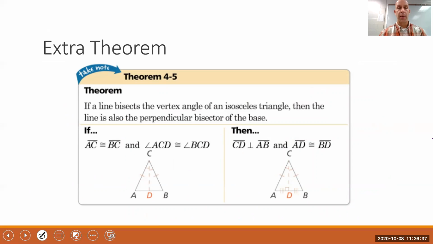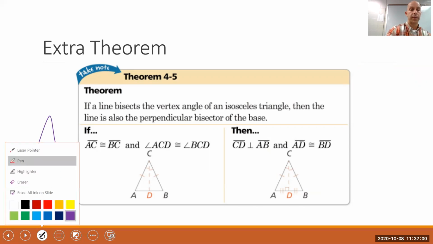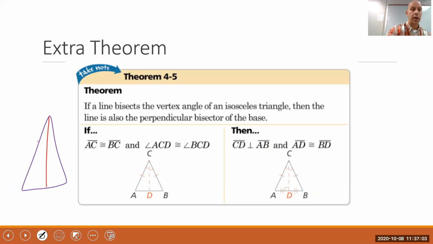There's one extra theorem in this section that I will mention, and it basically says the following. If a line bisects the vertex angle of an isosceles triangle, then it also is the perpendicular bisector of the base. In other words, what I'm saying is this. If you've got an isosceles triangle like this, and you draw the angle bisector of the vertex angle, remember the vertex angle is this angle up here, and we know that this side is congruent to this side, then what it's saying is that this line is perpendicular and it bisects the base. So it's a perpendicular bisector. It's kind of a fancy set of words there.